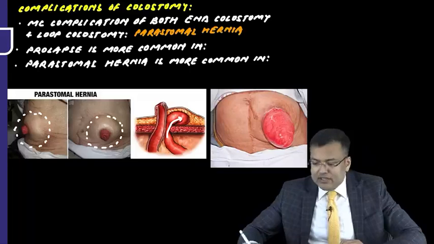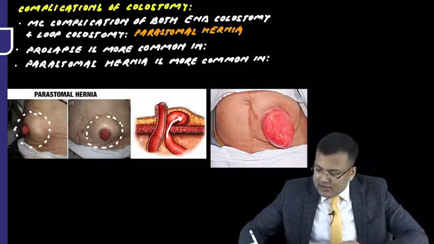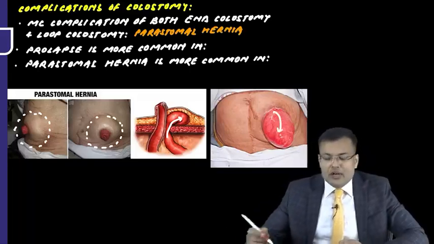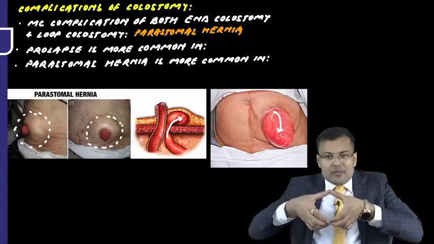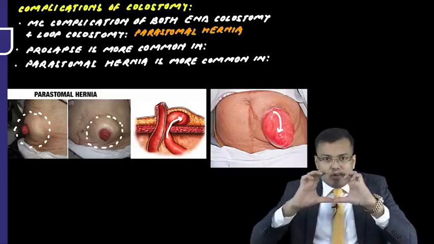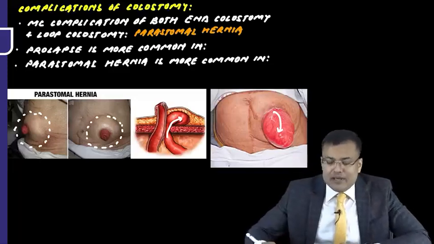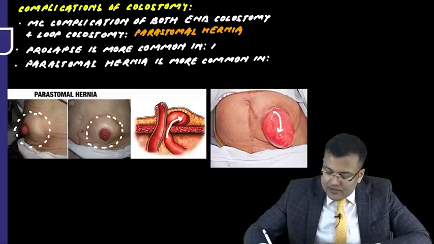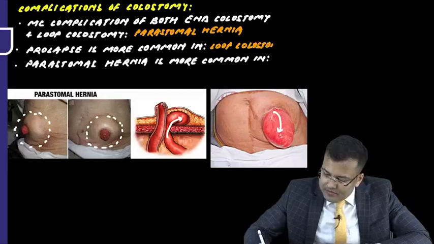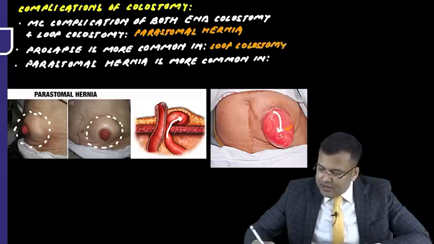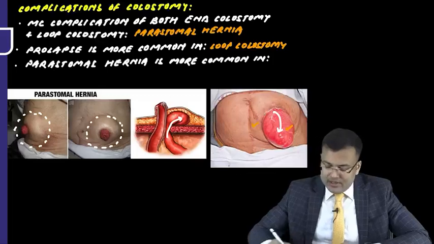Clear? Now see, this is the prolapse. In this image you can see what? There is prolapse of colon. Prolapse is more common when the opening is larger, and obviously in the loop colostomy the opening will be larger. So prolapse is more common in loop colostomy.